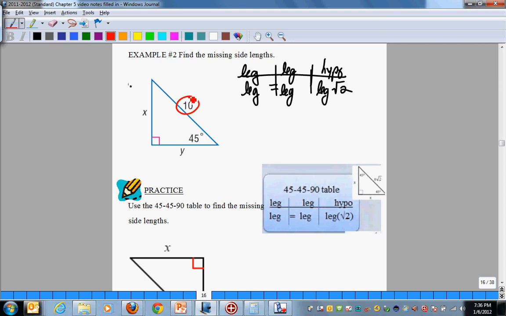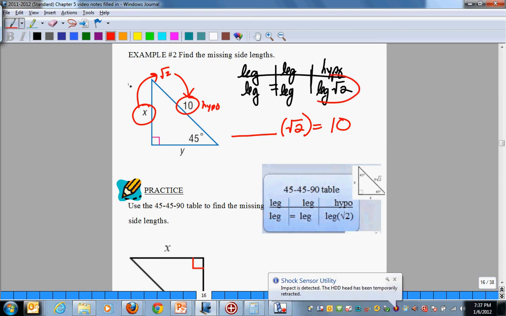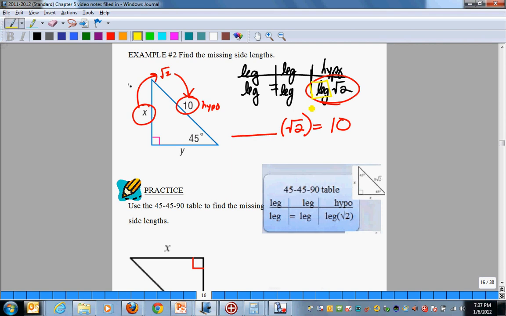We have 10. Now this gets a little bit trickier because you have to ask yourself, what times root 2 is 10. Let's write this out. What something times root 2 is 10. Why? Because 10's our hypo. And the hypo is whatever the leg is times root 2. The problem here is we don't know the leg this time, so we're having to work backwards. So something times root 2 is 10.